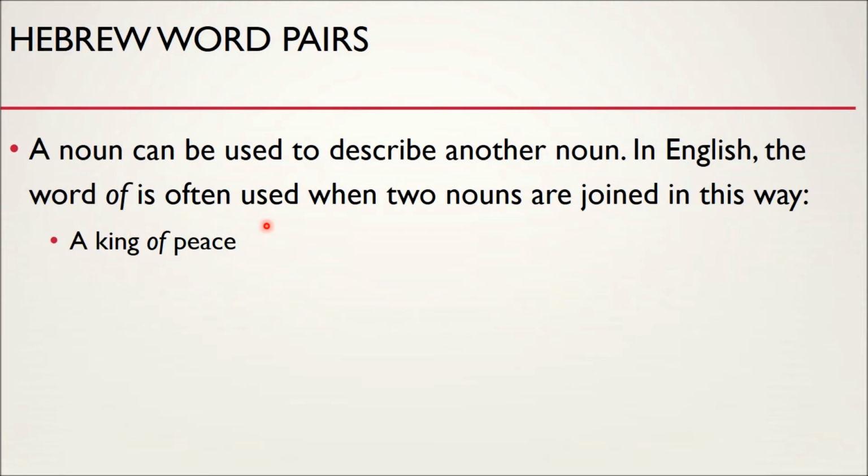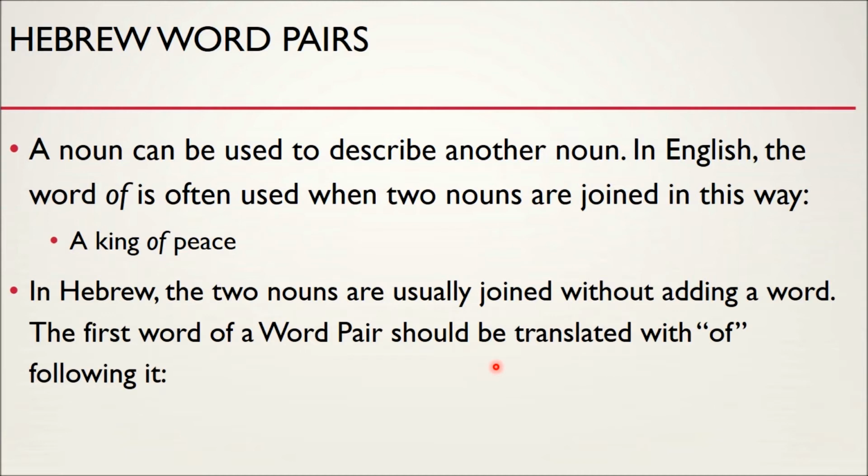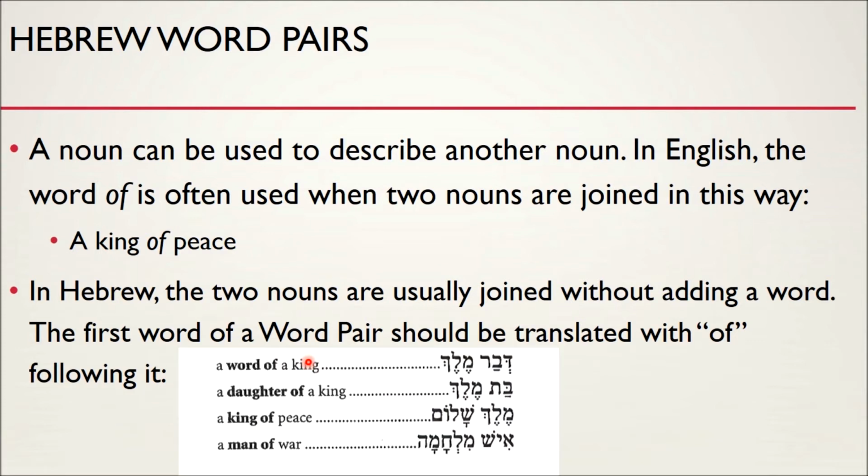Well, in Hebrew, it's very similar. You have the two nouns, but they're usually joined without adding a word. So the first word of a word pair should be translated with of following it, which is how the book says it. I think it's a little wordy, but here are the examples that the book gives. So you have devar melech, which is a word of a king. It's not word king or a word a king. When you see nouns next to each other in Hebrew, they are functioning as a word pair. So you have a word of a king.